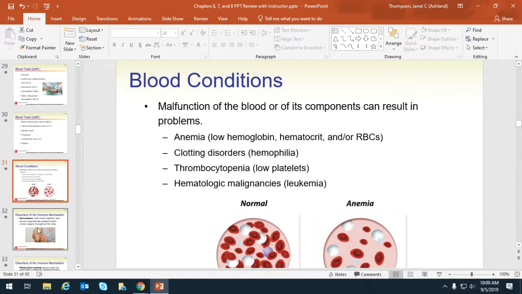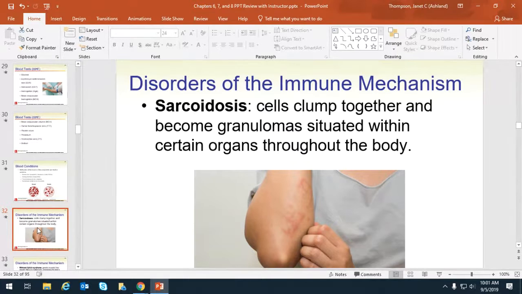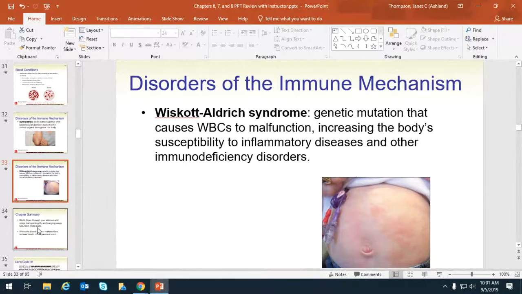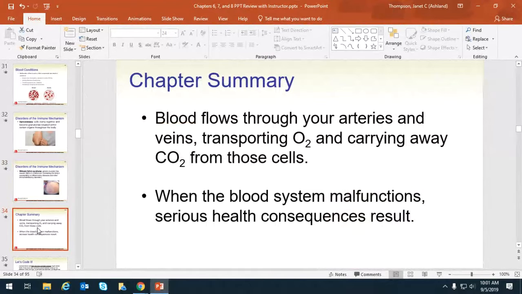Other conditions: sarcoidosis is where cells clump together and become a granuloma or a tumor shape throughout certain organs in the body. Wiskott-Aldrich syndrome is a genetic mutation that happens a lot to children and causes white blood cells to malfunction, so therefore the immune system is weakened and lowered. All right, that's a pretty good summary. That was the blood system.